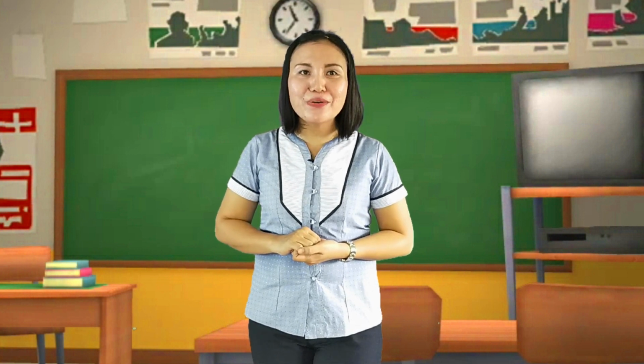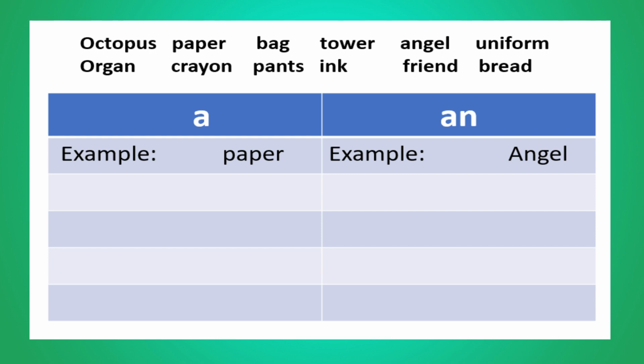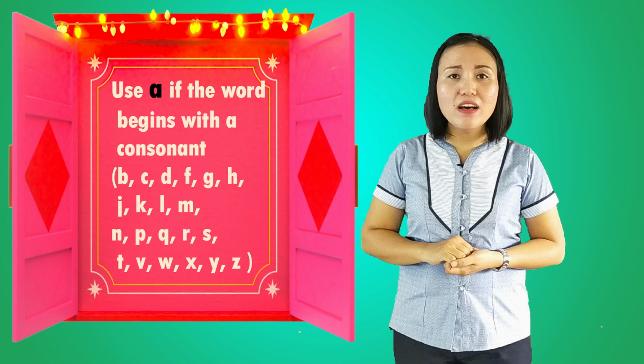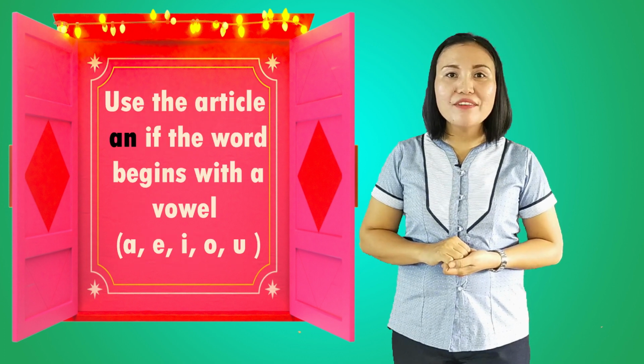Here is another activity for you to answer and practice. Here is a list of words. Write the words under each category. Examples are given for you. All right, let's check your answers. Let's keep in mind when to use the articles a and an. We will use a if the word begins with a consonant and an if the word begins with a vowel.